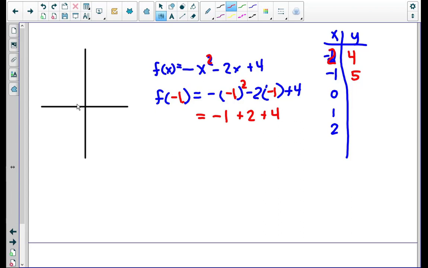So negative 2, 4 is going to be up here. Negative 1, 5 is going to be here. Okay, 0 is a real easy one. So 0 is 4, because if you plug 0 in, both of these first two terms go away. So 0, 4. If you keep going, I'm not going to do all the points. You understand how to do the rest. It's going to make an upside down parabola like this. I'm not labeling where it's going through the x-axis.